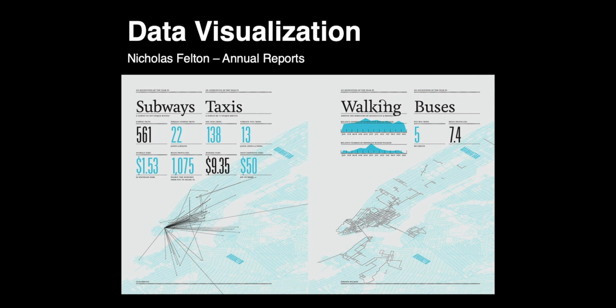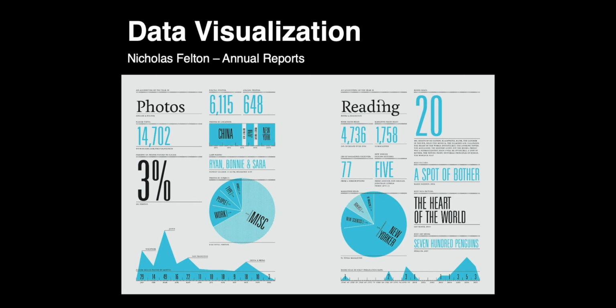So here are some spreads from Nicholas Felton's annual reports. This one shows everywhere he went in New York City, whether he was walking or taking the bus or riding the subways or taking a taxi, how much he spent on travel, what areas he was in Manhattan, and how frequently he went to different locations. Here's another spread that shows all of the photos he took, what he was listening to, what he was reading, everywhere he went. Every picture he took has geolocation on it, so he knows where he shot it, and generally how many photos he took based off of location and time of year.